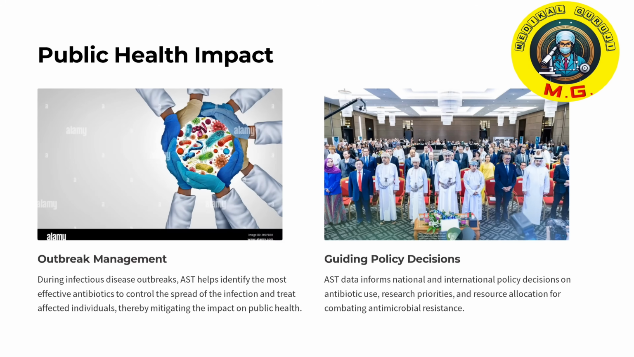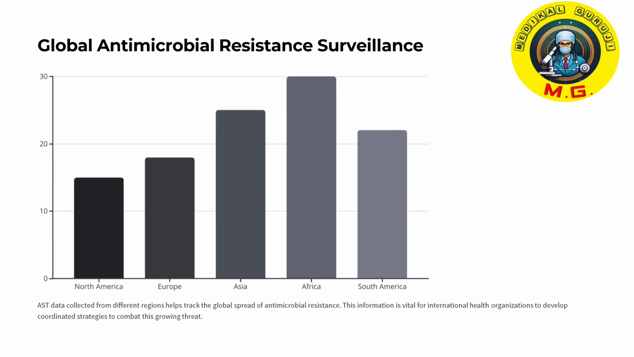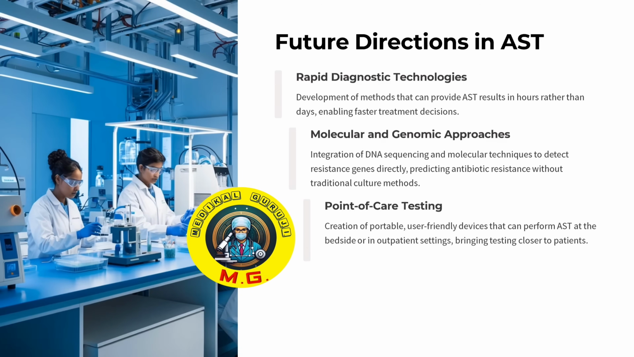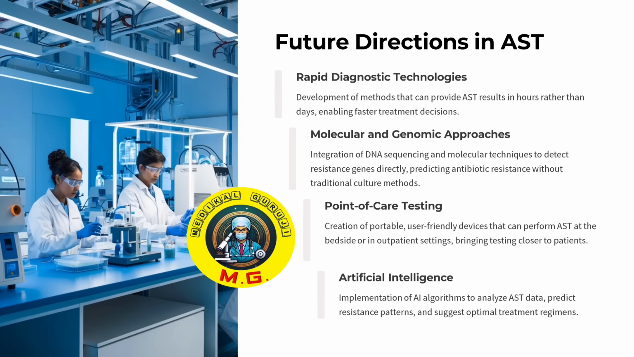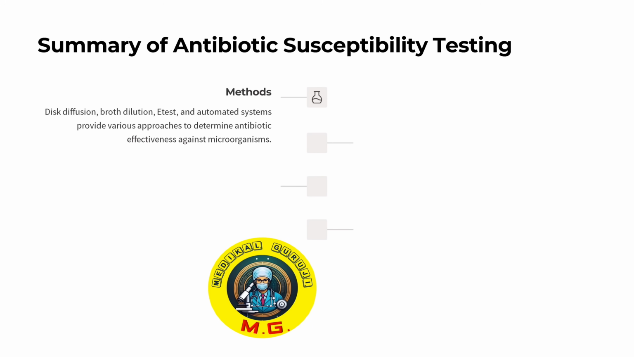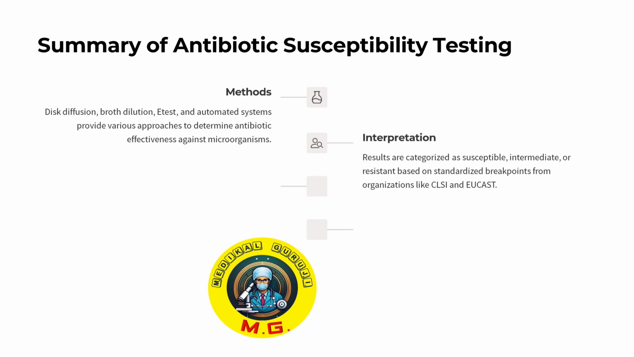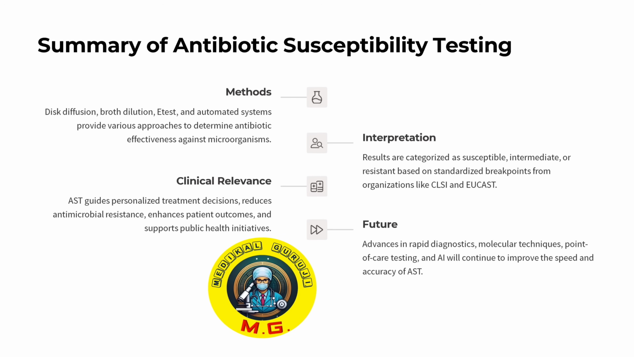AST data inform national and international policy decision on antibiotic use, research priorities, and resource allocation for combating antimicrobial resistance. In summary, antimicrobial susceptibility testing is a vital tool for optimizing the therapy, improving the patient outcome, reducing the resistance, and supporting public health efforts. Its clinical relevance cannot be overstated, as it plays a key role in ensuring the effective and responsible use of antibiotics. This was all about antimicrobial susceptibility testing and its significance and methods to detect the susceptibility.